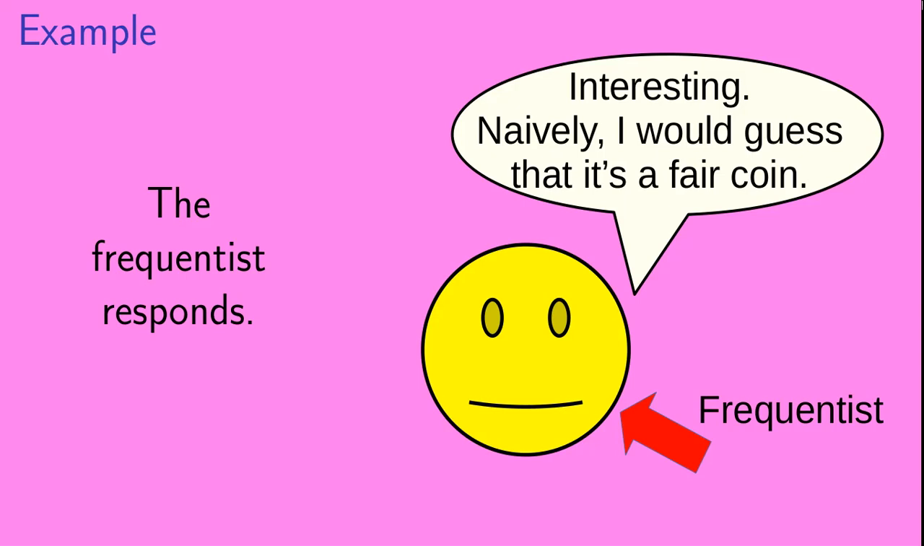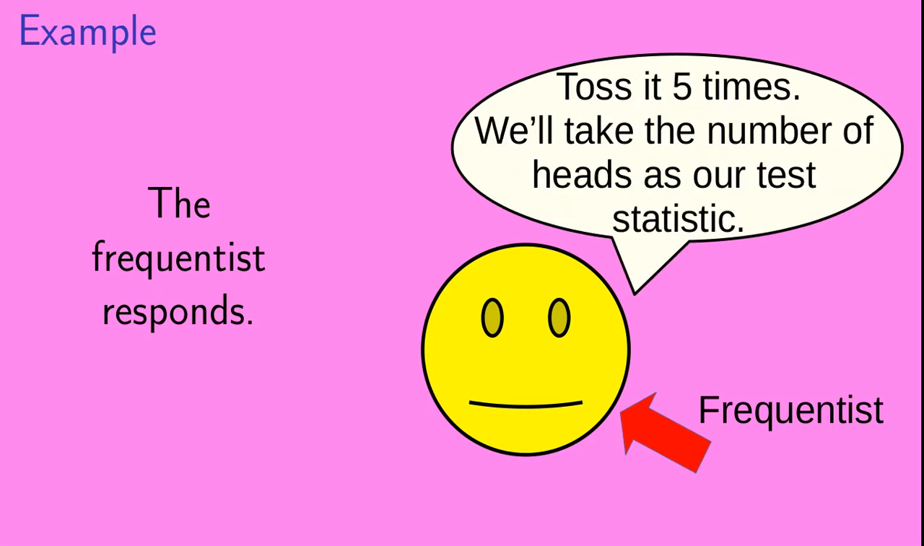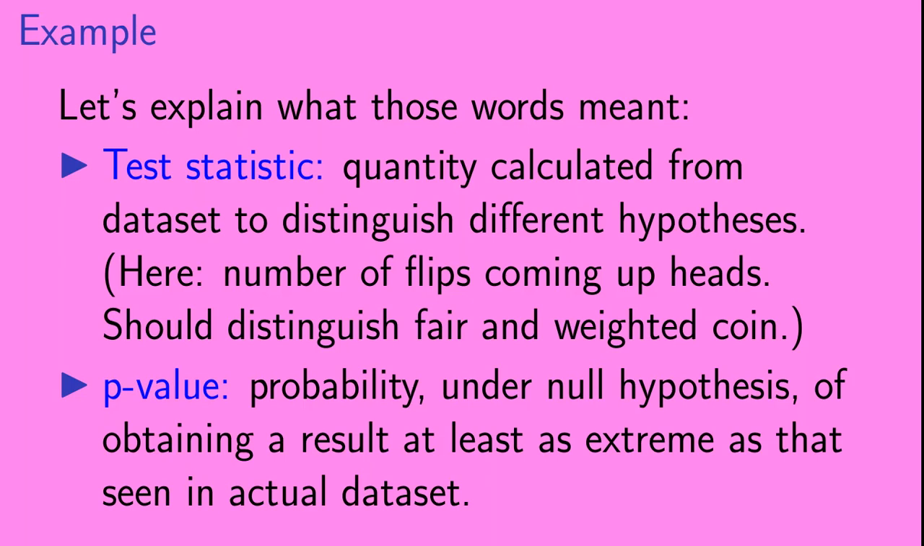The frequentist responds. They say, "Interesting. Naively, I would guess that it's a fair coin. But perhaps it can be biased to usually come up heads. Toss it 5 times. We'll take the number of heads as our test statistic. I'll reject the fair coin hypothesis if the p-value is less than 5%." Okay, let's explain what those words meant.